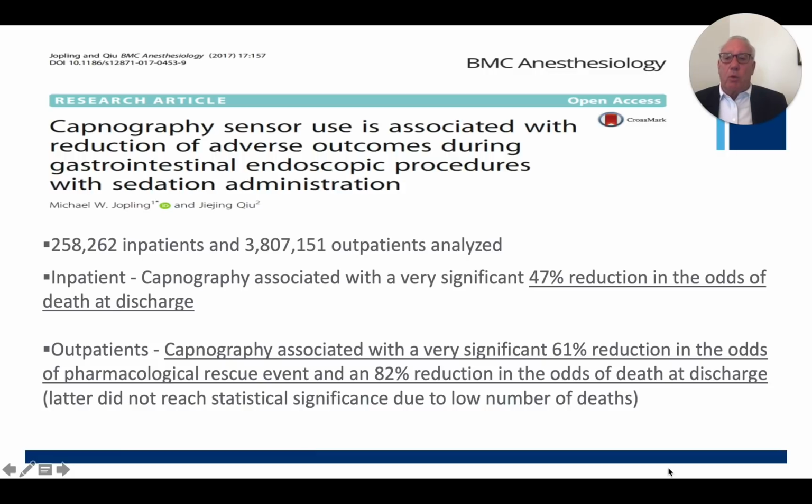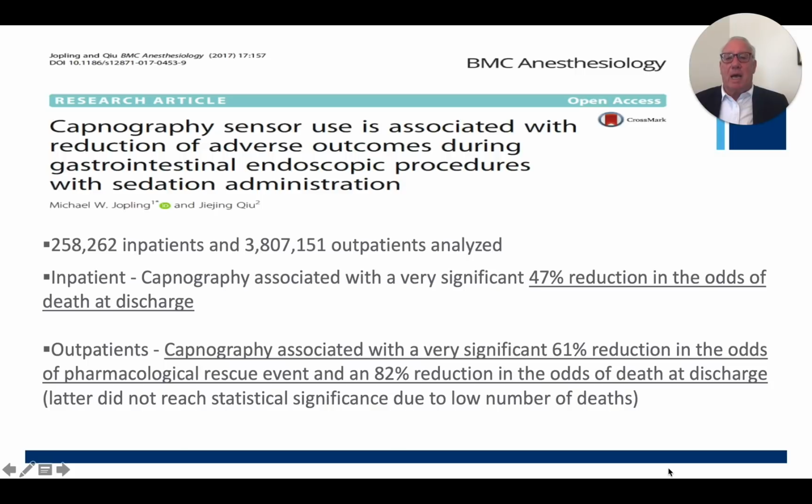This is from the GI world, where they used capnography and looked at their outcome in a mass database from 2017. So they looked at 250+ thousand inpatients, 3.8 million outpatients. There was a 47% reduction in the odds of a death at discharge in the inpatient category, a 61% reduction in the odds of a pharmacologic rescue agent on outpatients, whether it's giving reversal for narcotics or reversal for sedatives, and an 82% reduction in the odds of death.